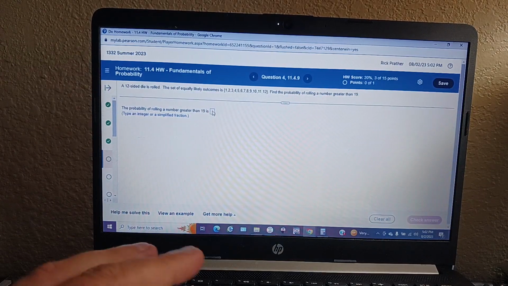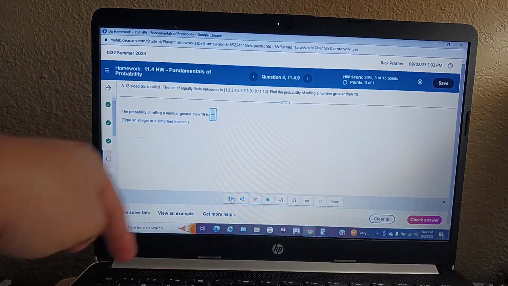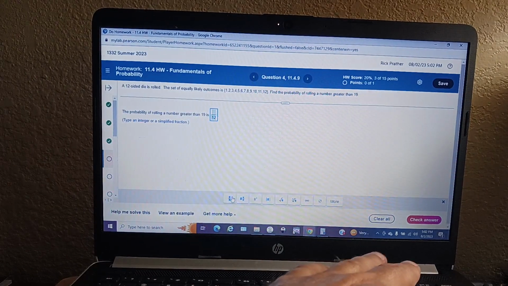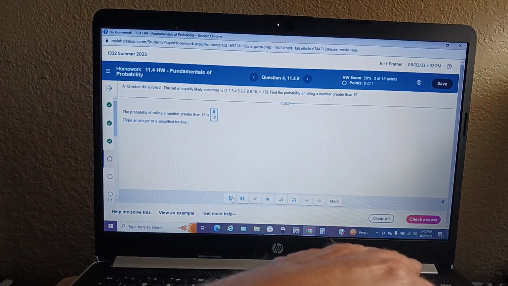12-sided die, okay. That means the bottom can only be a 12 if it's going to stay a fraction. Find the probability of a number greater than 19. None of these numbers are greater than 19. There's literally 0 good cases for me. So I have a 0 out of 12 chance of this happening.